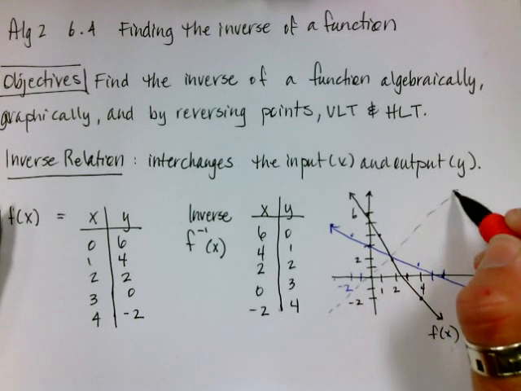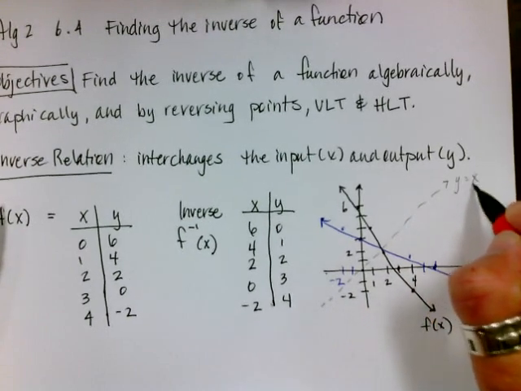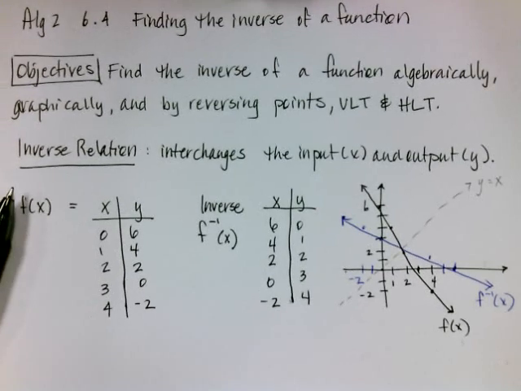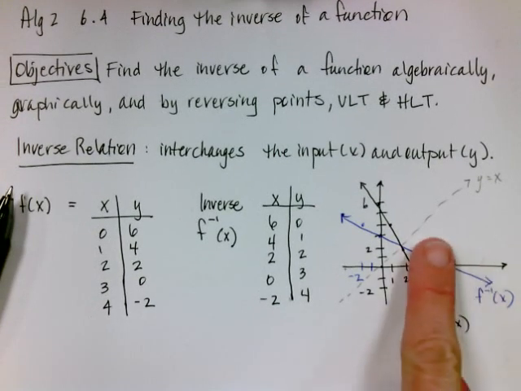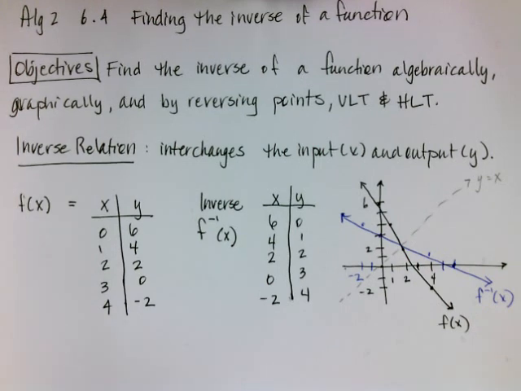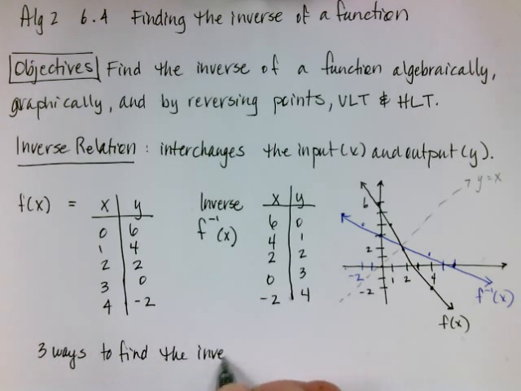And then I'll tell you more information later. But actually what happens is it is a reflection of the original line across the line y is equal to x. We'll talk a little bit more about that later, and we won't actually do many of these problems graphically, but we will talk about how to do them later. All right, so there's three methods to find the inverse. And remember, I write it as f to the negative 1 of x of a relation.